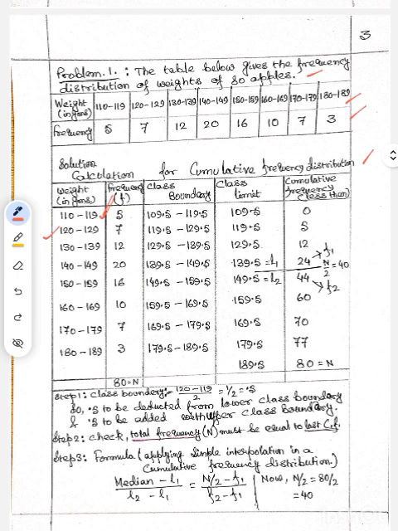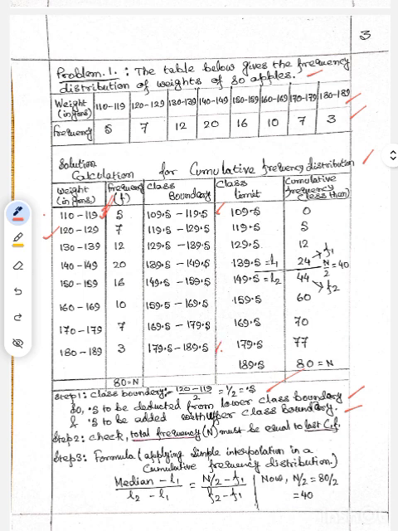For the class boundary, we have to find the average of this gap, that is 120 minus 119 divided by 2, that is 0.5. So 0.5 is to be deducted from the lower limit and 0.5 added to the upper class limit. The first one given is the lower class boundary, and the second is the upper class boundary. So from 110 we deduct 0.5, and to 119 we add 0.5, and accordingly we get the class boundaries of the entire problem.